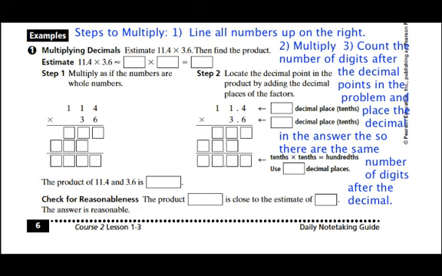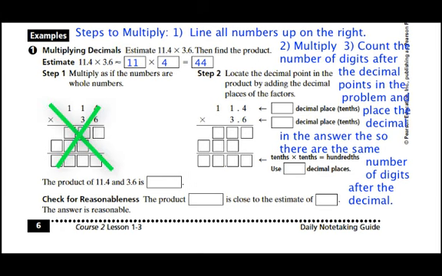Before we begin the problem, we're going to estimate. So let's round to the nearest whole number. 11 and 4/10 rounds to 11. 3 and 6/10 rounds to 4. 11 times 4 is 44. So we know our answer should be fairly close to 44. We're not going to do anything with this left problem. We're going to work everything out over here on the right. Look at how we've lined up the numbers on the right-hand side. Now we're ready to begin multiplying.